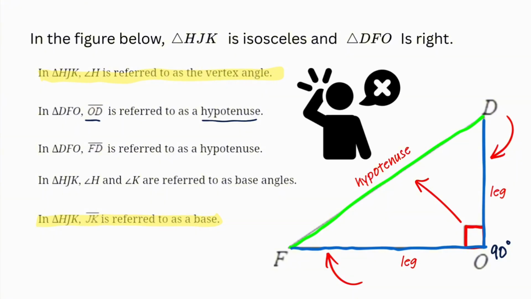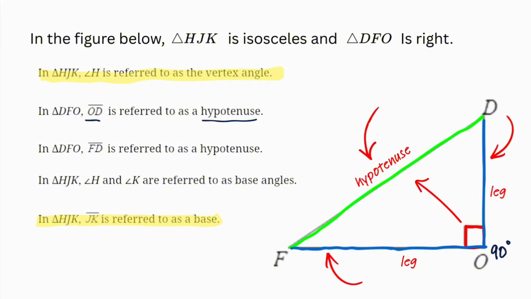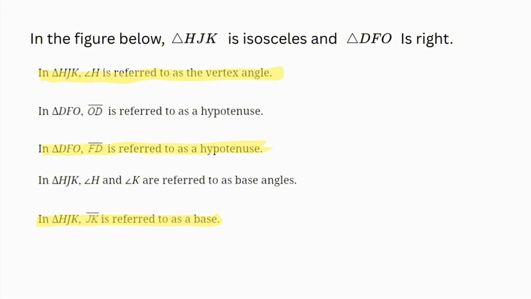Not really, because the hypotenuse, as mentioned earlier, is the segment opposite the right angle. However, segment OD is adjacent to the right angle, so segment OD is called a leg, while segment FD is referred to as the hypotenuse. So, the first option for triangle DFO is wrong, while the second answer is correct. There you have it. Geometry is all about vocabulary and looking for those symbols.